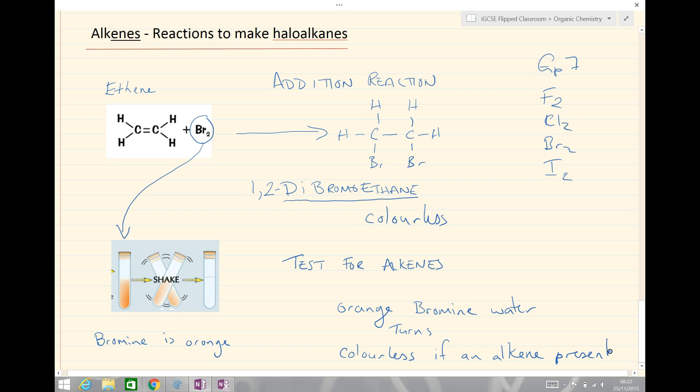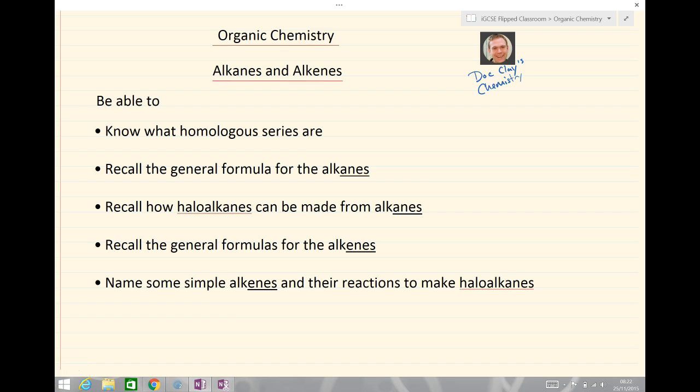So that was the last part of our lesson. We'll have a quick review and see what we've done today. We've seen there, we know what homologous series are. We should be able to recall the general formula for the alkanes, recall how haloalkanes can be made from alkanes, recall the general formulas for the alkenes, name some simple alkenes and their reactions to make haloalkanes, and also, finally there, we've also looked at a test for alkenes.